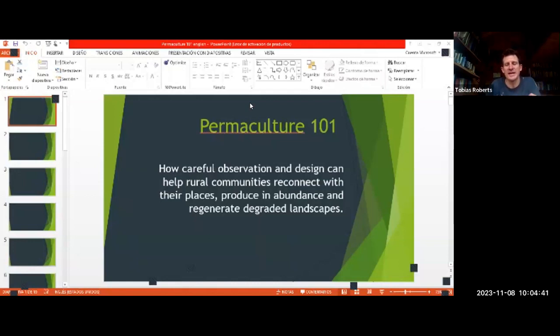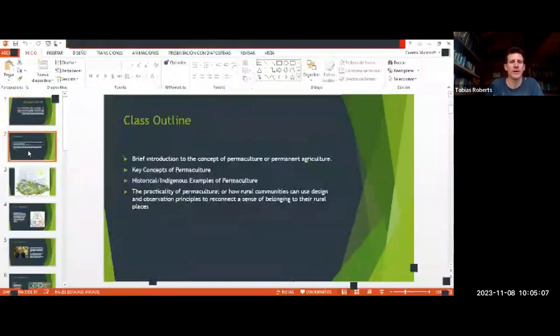So I'm going to try and resume as much as possible some of the things that I have found very important, both in the work that I've done in the development industry, and also as a small farmer myself. So the subtitle of the course is How Careful Observation and Design Can Help Rural Communities Reconnect with Their Places, Produce in Abundance, and Regenerate Degraded Landscapes, right?